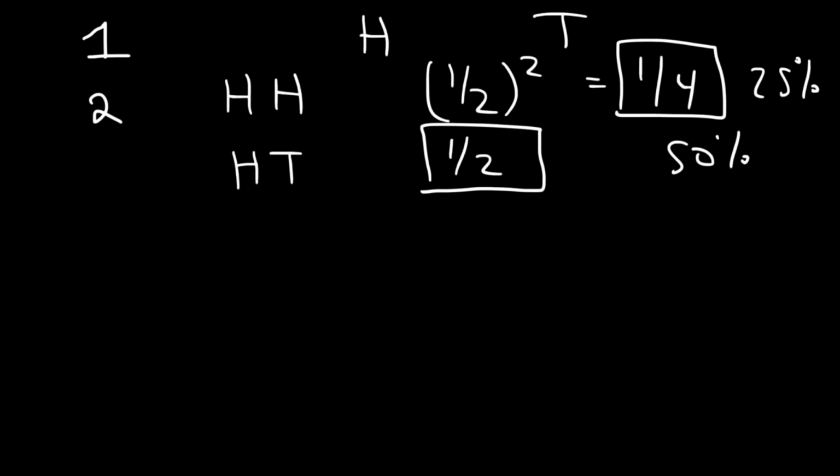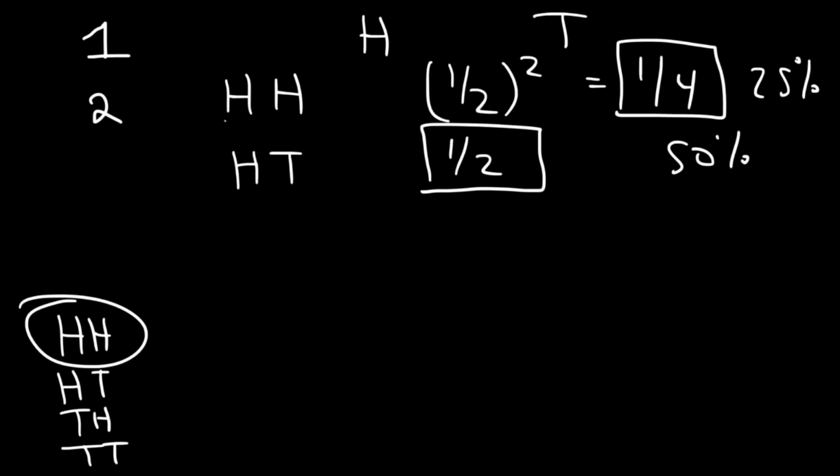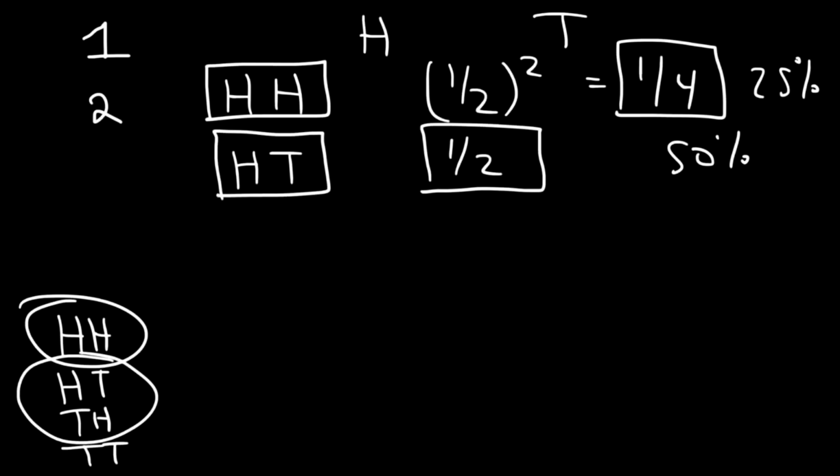Now if you wish to know how to calculate probability, you need to make a list of the possible states. It's either heads, heads, heads, tails, tails, heads, tails, tails. So there's 4 possible states, and there's only one microstate that leads to 2 heads. So it's 1 out of 4. And to get heads, tails, or tails, heads, there's 2 possibilities out of 4. So 2 out of 4 gives us a probability of 1/2 or 50%.